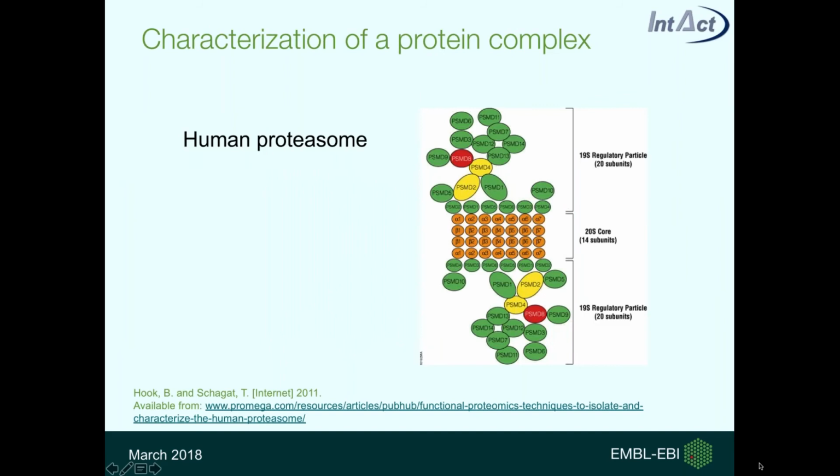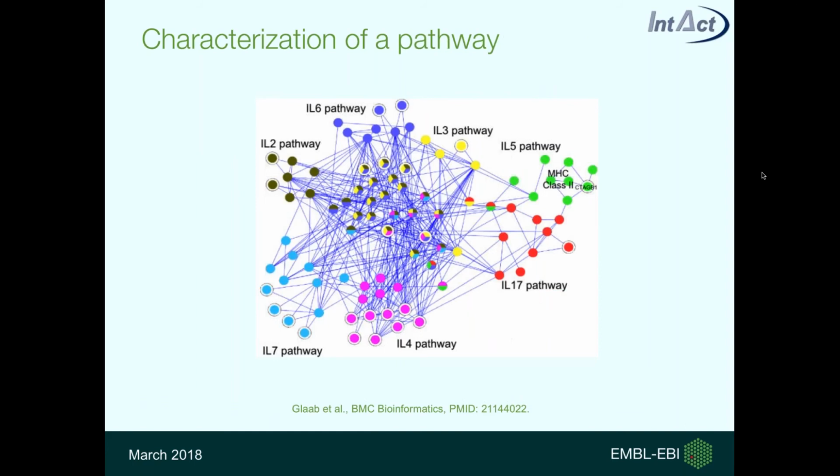Similarly, we can infer from a network what a big protein complex might look like. For example, the human proteasome is difficult to isolate and characterize in its entirety. So people have identified small amounts of this complex and then built up the network and reconstructed the complex. Similarly, we can infer pathways from this network. So here we've overlaid the interleukin-3 function in the interleukin functions and identified the different interleukin pathways.